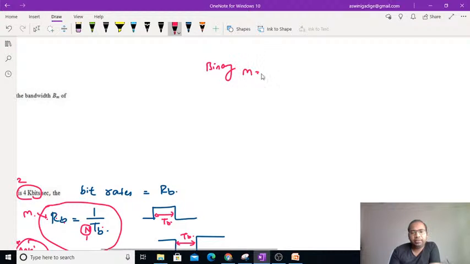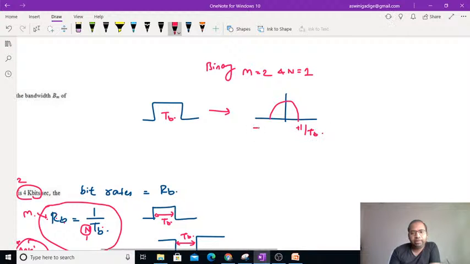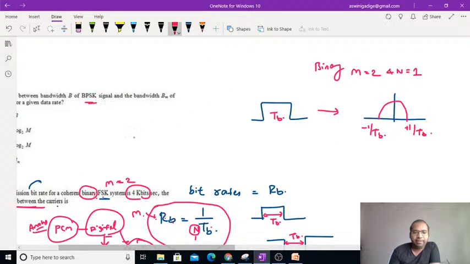Binary means, as I told, that M is equal to 2 and N is equal to 1. So here, let's take one transmission: the bit duration is TB, and the frequency spectrum of this message signal is from minus 1 divided by TB to 1 divided by TB. And here they are talking about binary phase shift keying, right?